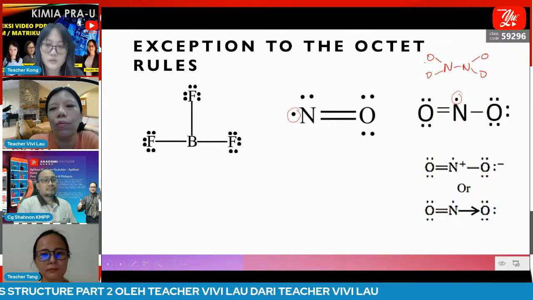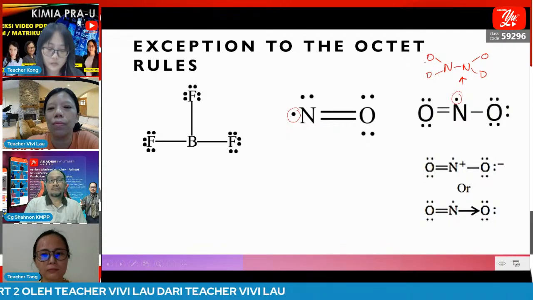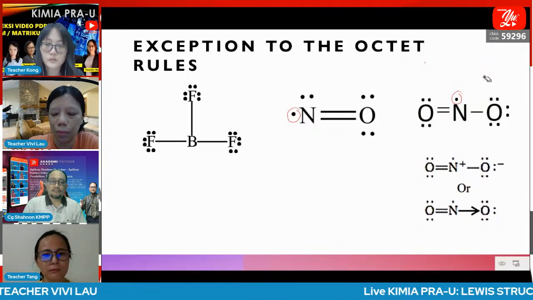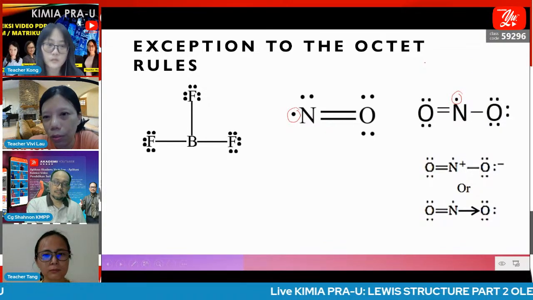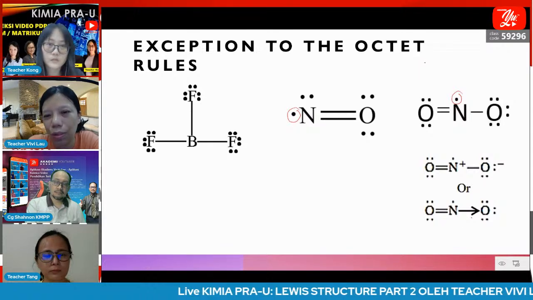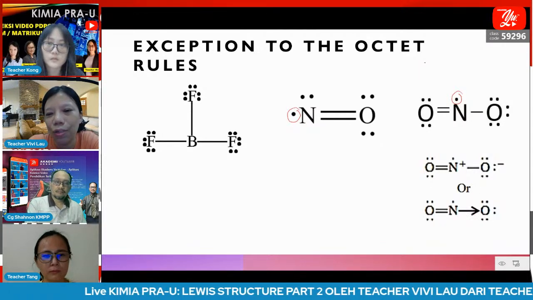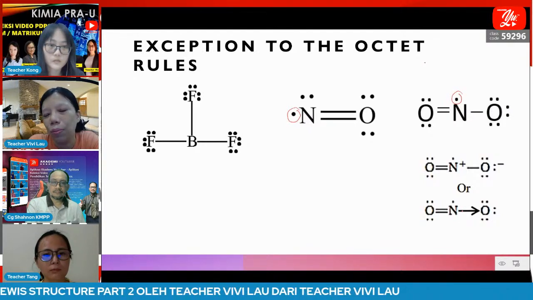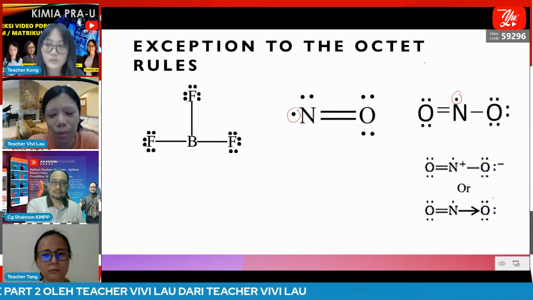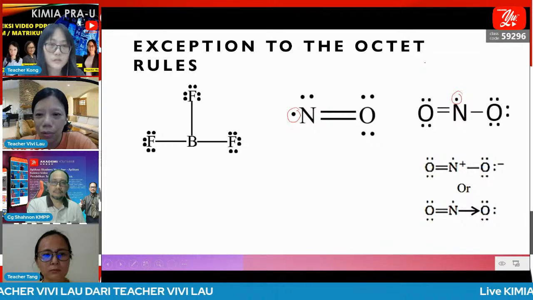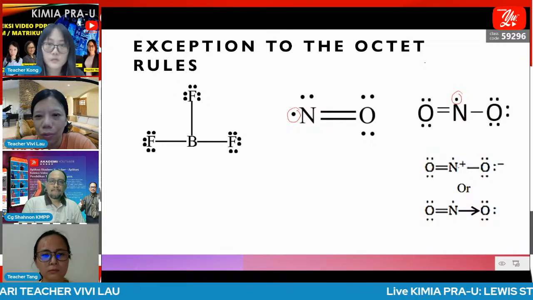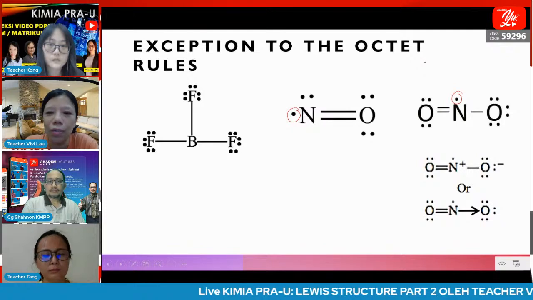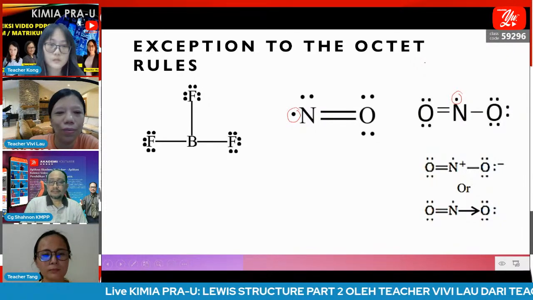This one will form this one. For NO2 you can also show the arrow for the coordinate bond. Nitrogen has 1 lone pair of electrons shared to the oxygen. So that's why the formal charge of nitrogen is positive here and negative at the oxygen. This one shows the formal charge.